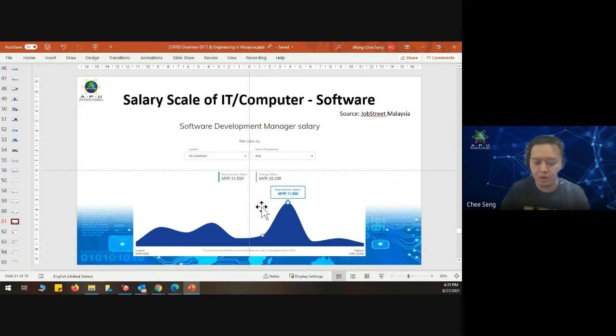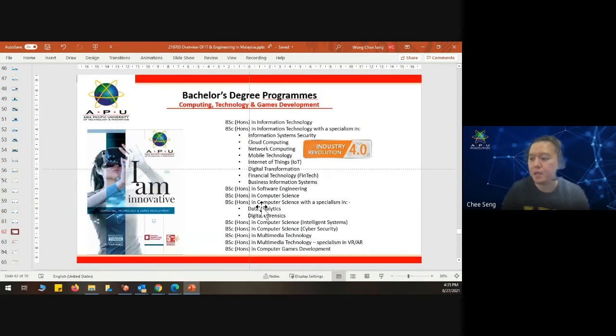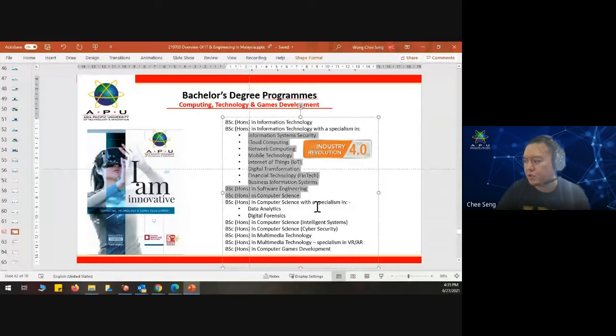The indicator is that the industry is willing to pay. They are definitely willing to pay because we have a lack of talents. We are still way far from reaching that. Okay, so for the specializations that were mentioned, these are all the list of specializations.